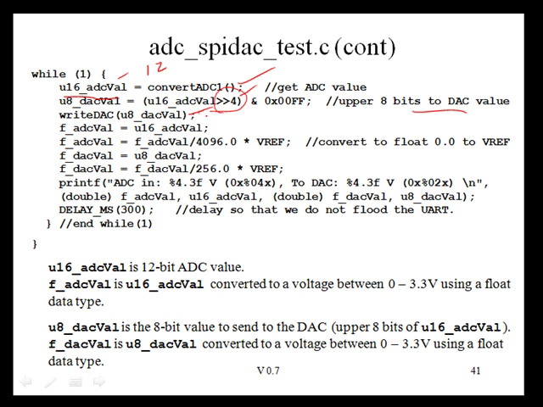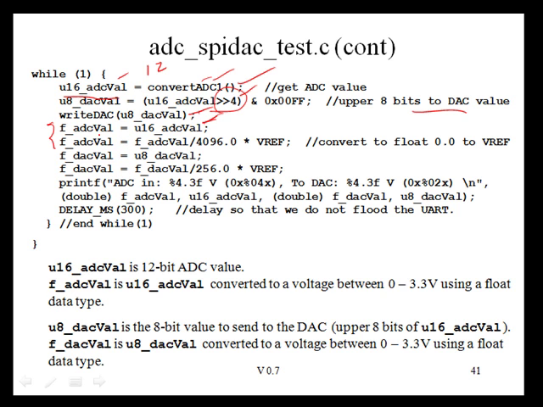After this function is finished, what should happen is that the DAC voltage should be about the same as what was converted by the ADC. These two statements right here convert the ADC code that we got from the PIC24 ADC. It's going to convert that to a voltage.